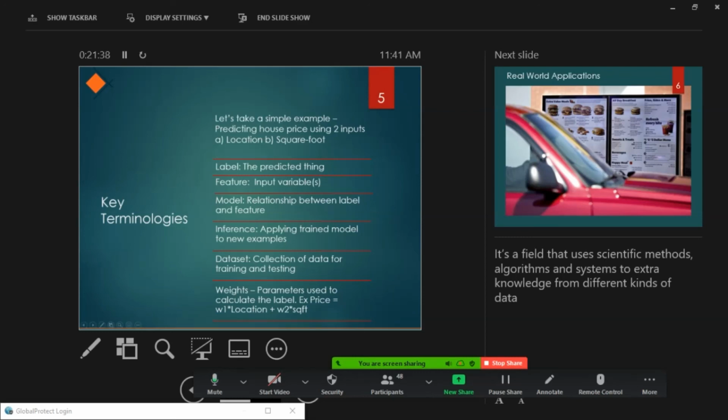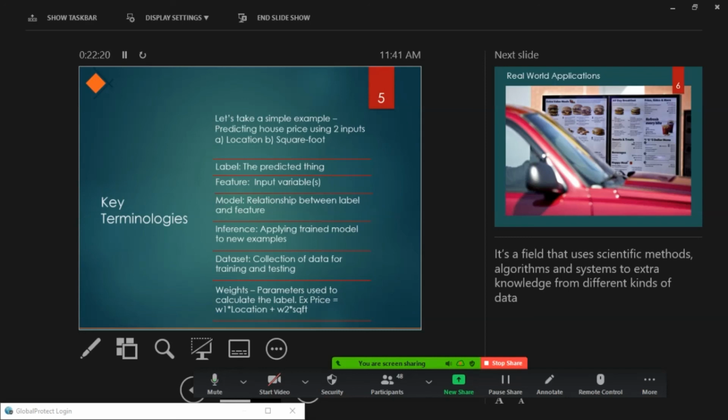Label. Label is the Y value. In our case, can you tell me what the Y value is? What is the label here? Can anybody take a guess? The price? The price. Price is the predicted thing. That's the label, the Y value. And what would be the features? The cities? The place where you're trying to buy it? Location and area? Square foot. Yes. So the features are these input variables that we are feeding into the system.